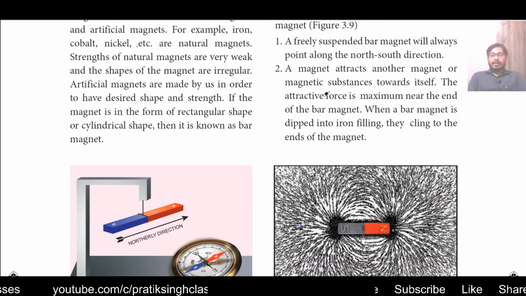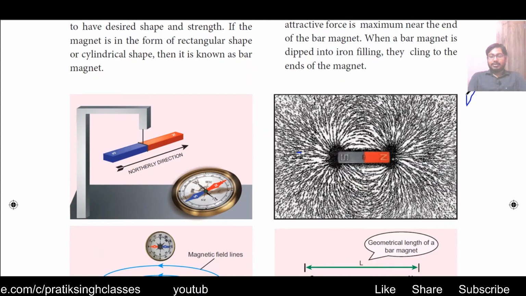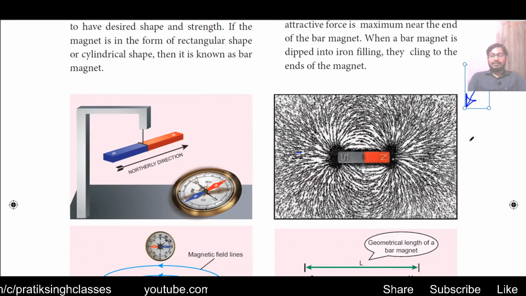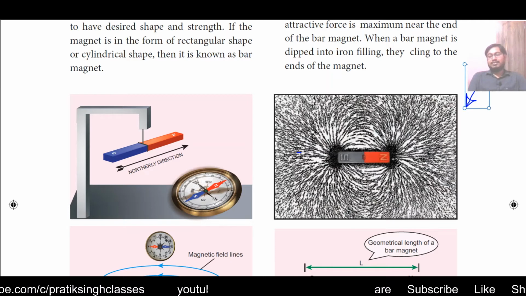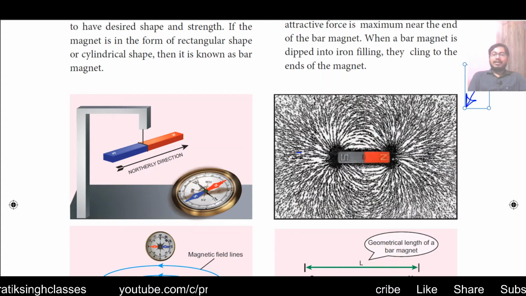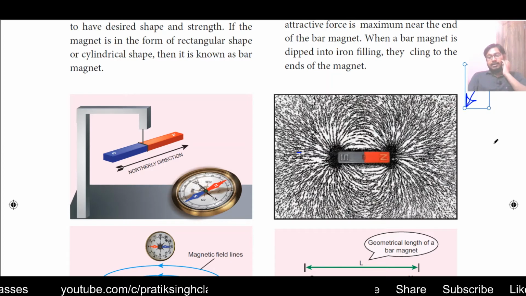Then, a magnet attracts another magnet or magnetic substances towards itself. As given in this figure, if you bring iron filings near a magnet, it will always attract them. In your childhood you might have played with sand and a magnetic bar. When you move the magnet around in the sand, it sticks some smaller particles. They are really iron filings.